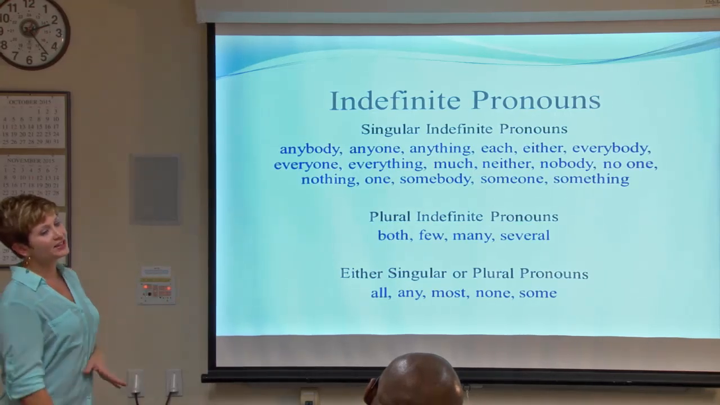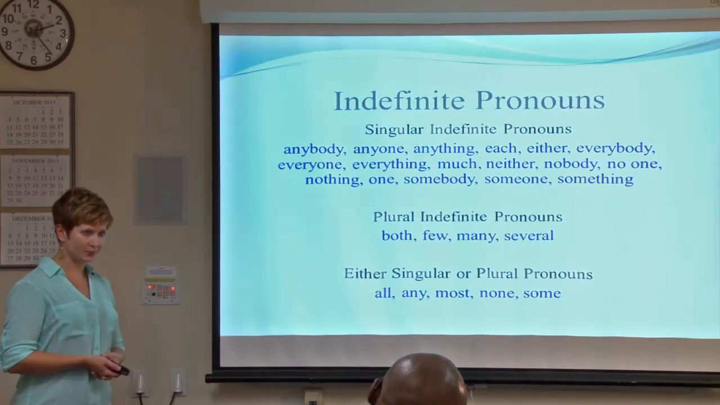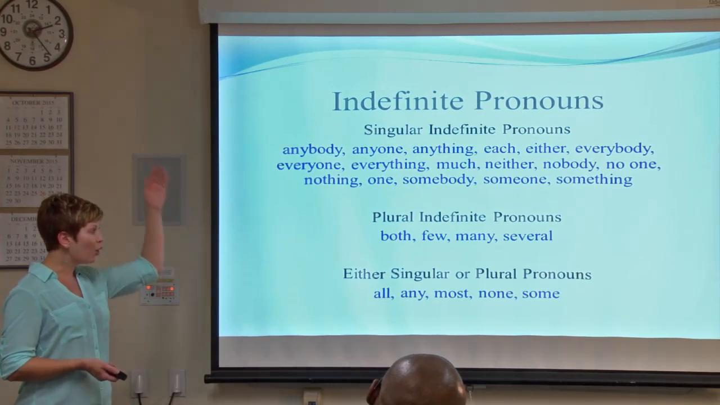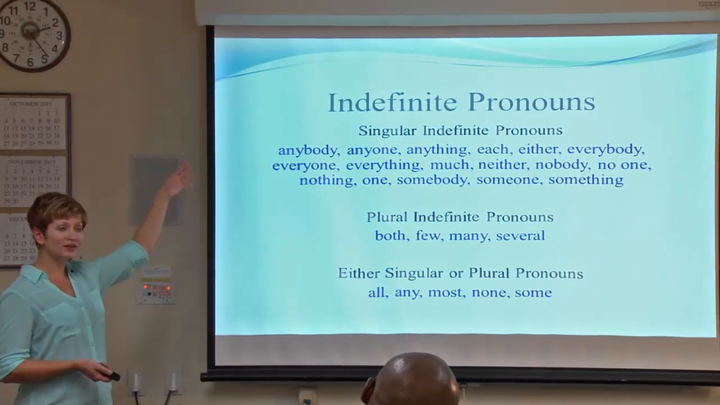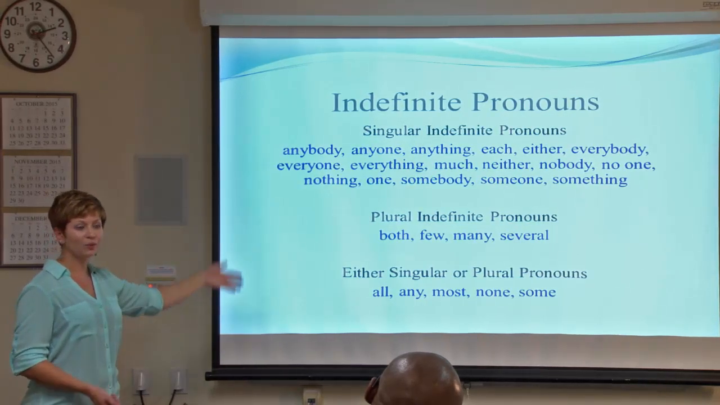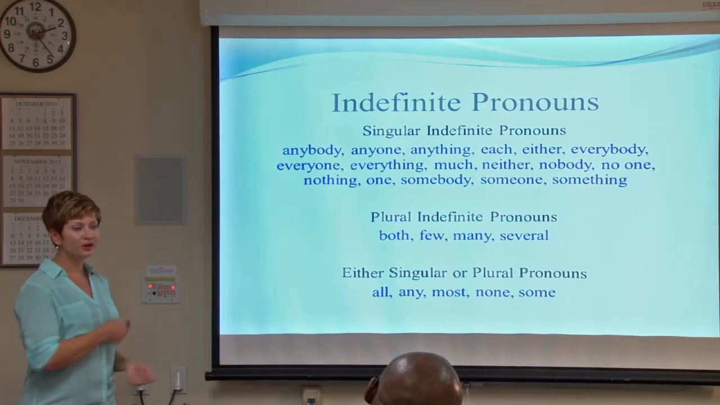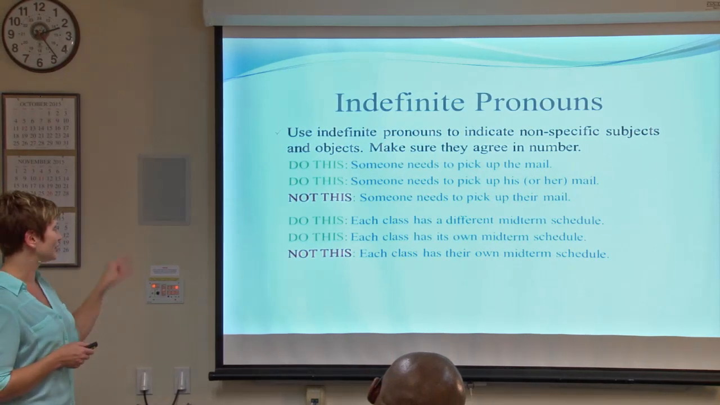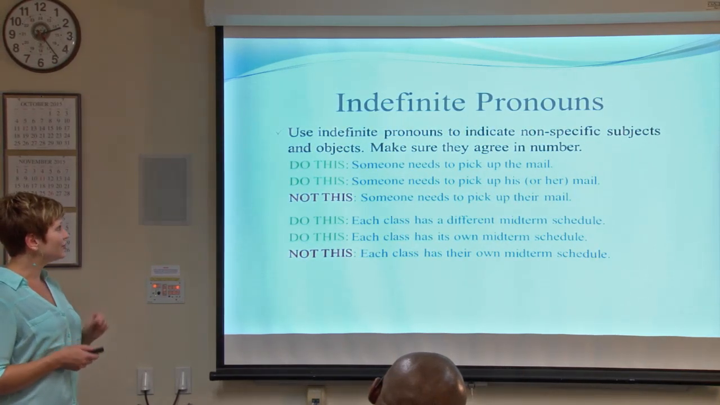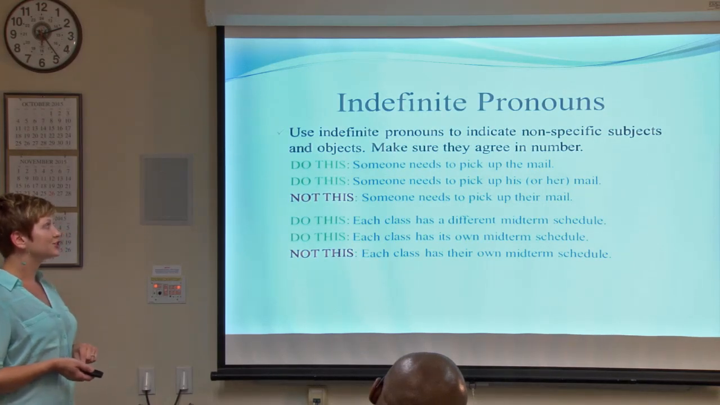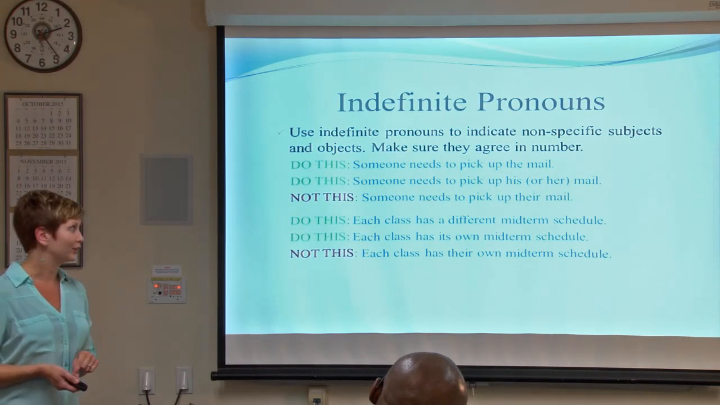These ones are the trickiest by far. They're indefinite pronouns. It means they're gender neutral, and we have a whole bunch to choose from. We have ones that are for singular subjects, we have ones that are for plural, and we have ones that could be for either. So here are a couple examples that should help you sort out everything in those murky waters. Use indefinite pronouns to indicate non-specific subjects and objects, and make sure they agree in number.